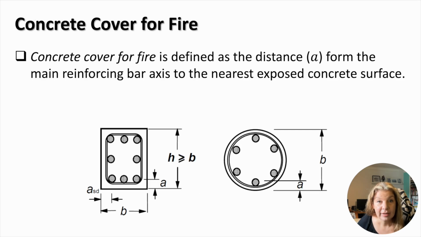Concrete cover for fire is defined as the distance A from the main reinforcing bar axis to the nearest exposed concrete surface. As a result, the concrete cover for fire is different from the nominal concrete cover considered earlier. In design, both covers are calculated. The distance from the concrete surface to the surface of the first bar is calculated from the concrete cover for fire and compared with the nominal cover. The largest value should be provided.